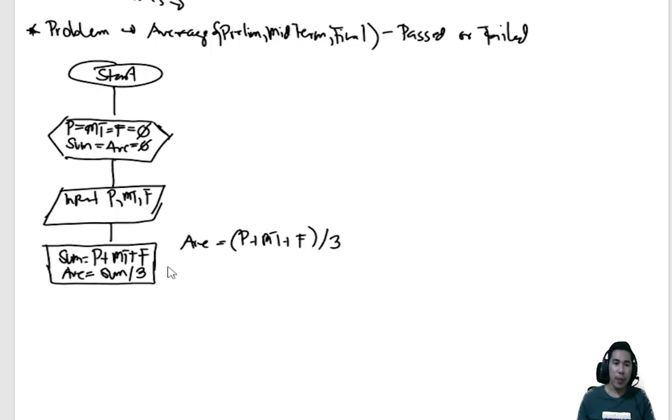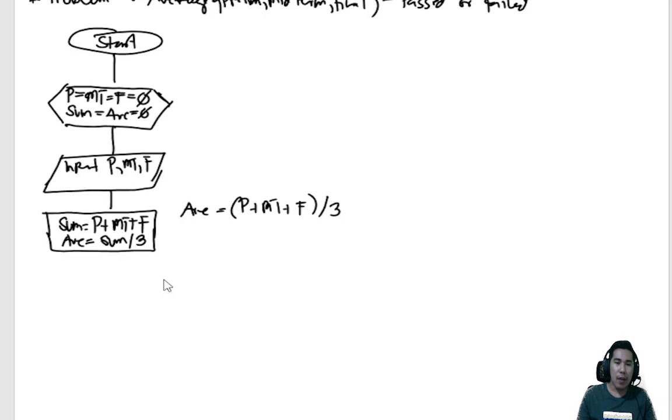But to be more sure, to make our solution better, that's why I have it here like this: sum is equal to P plus MT plus final, before we get the average. Okay? So after that, this is the time you will have decisions.